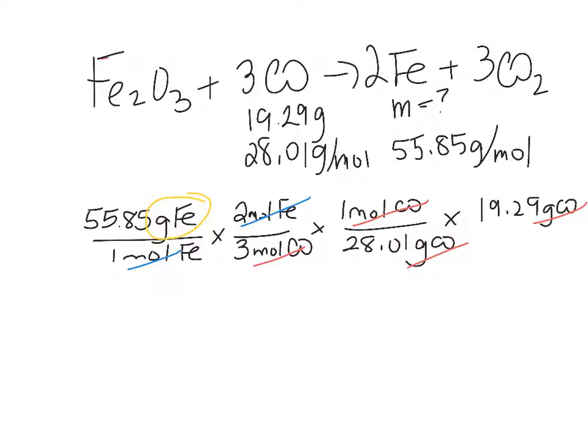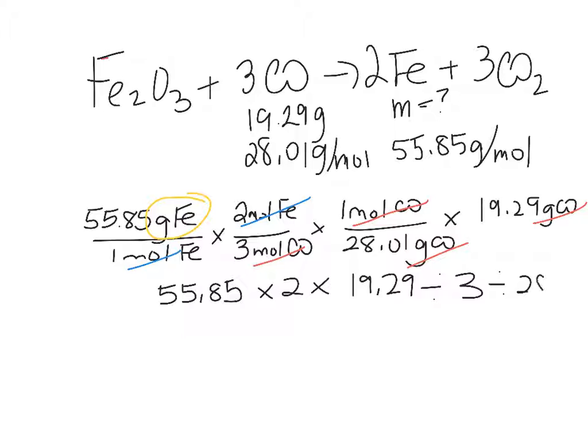Okay, so in your calculator, all you would do, and when you do dimensional analysis you do not have to write this part out, you would take 55.85 times 2 times 19.29 divided by 3 divided by 28.01. Somebody with a calculator, do that for us. What'd you get? I got 25.64. 25.64, and my units are grams of Fe.